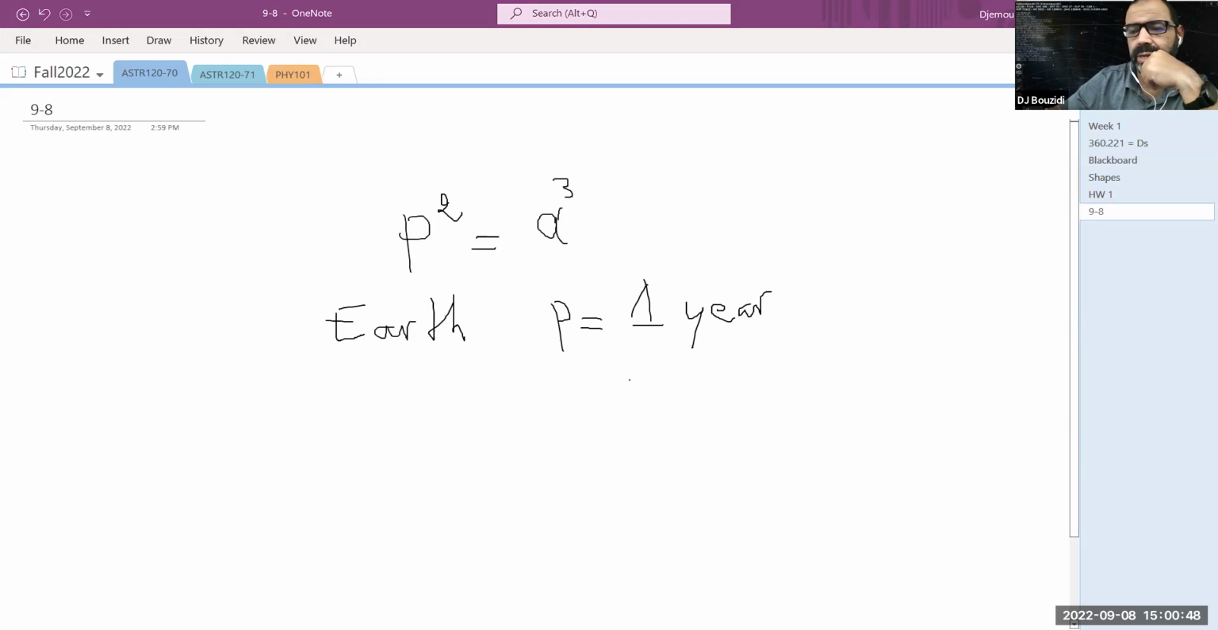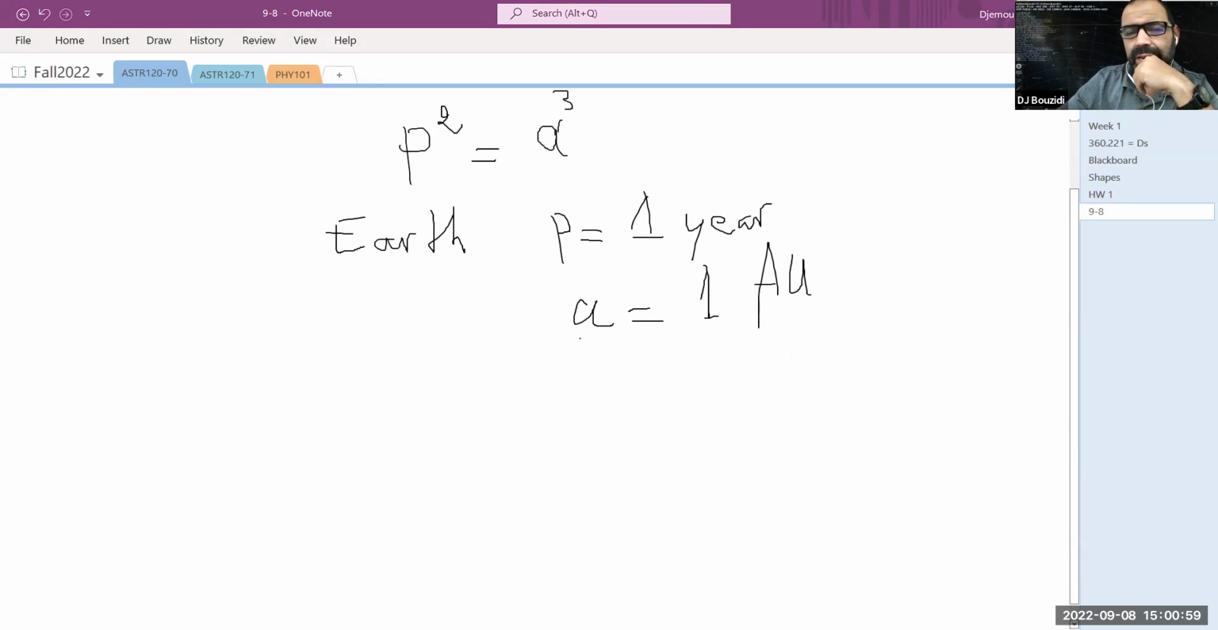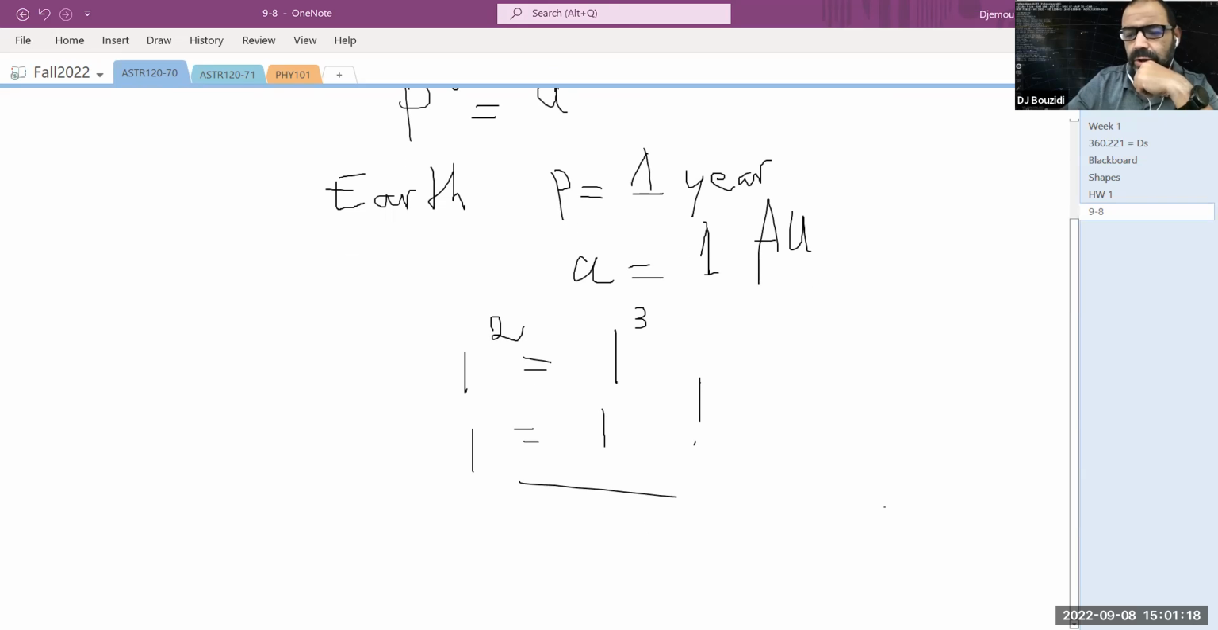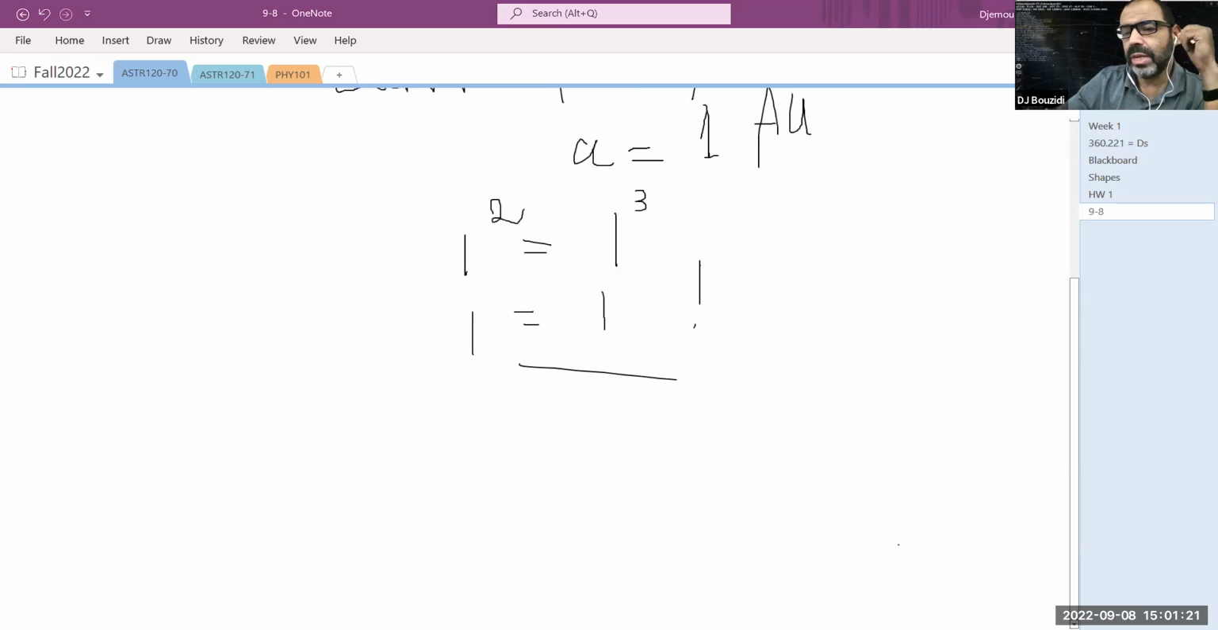I'm using the mouse, that's why it looks kind of rough. For a, for the Earth, it's exactly 1 astronomical unit. So for the case of the Earth, I have 1 squared is equal to 1 cubed. Well, 1 squared, 1 times 1, is 1. For a cubed, which is 1 times 1 times 1, three times, that's 1 also. So this checks, okay? There is no question about it. For the Earth it's no problem. Now we need to use the same thing to find the time it takes, for example, for the planet Mercury.